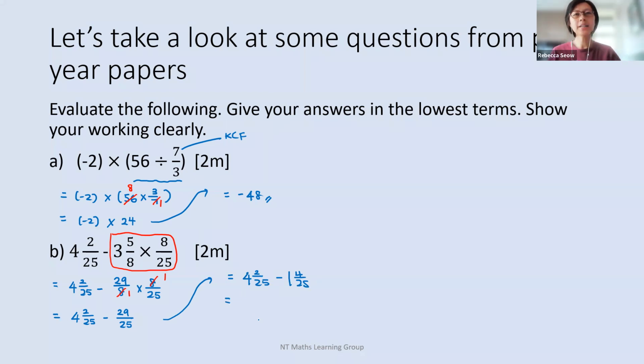And okay, you realize that we have two mixed numbers. 2 out of 25 in the first fraction, I can't take away 4 out of 25. I need to regroup. To regroup 4 wholes, 2 and 25, it will be 3 wholes, 27 out of 25, take away 1 whole, 4 out of 25. And this will be my answer.